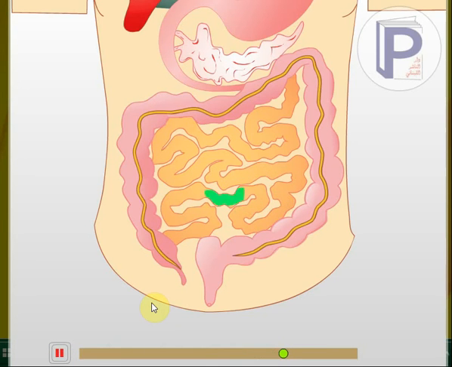The undigested food will change into wastes. Undigested food passes into the large intestine where it becomes fecal material before leaving the digestive tube through the anus.